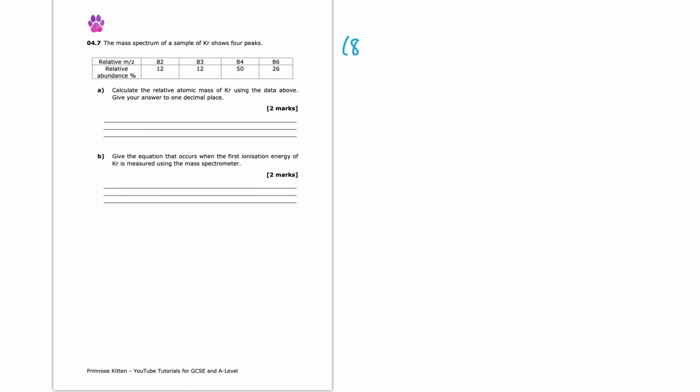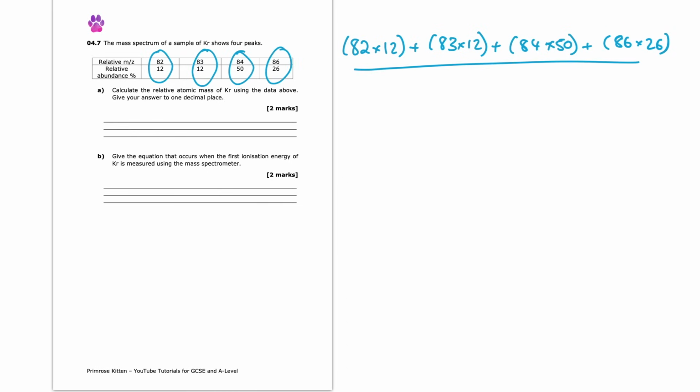So in this case, we're going to have 82 times the 12 for this. And then we're going to add 83 times 12. And then we're going to add 84 times 50. And then we're going to add 86 times 26. And once we've added those all together, we're going to divide it by 100. And we would certainly expect our answer to be somewhere between 82 and 86. It's not going to be any more or less because that is the data that we've used. So tapping that away into the calculator, I get 84.16, which to one decimal place is just 84.2.